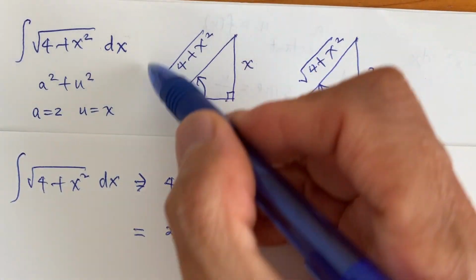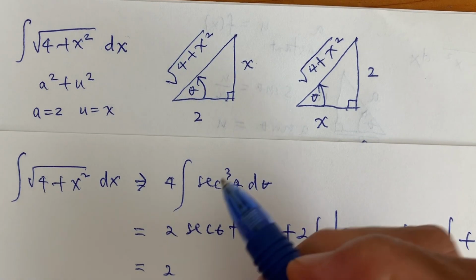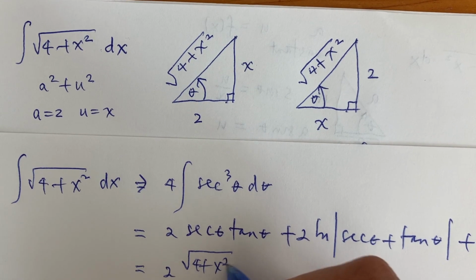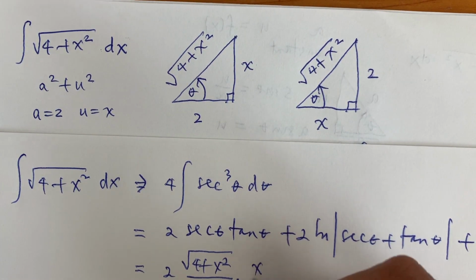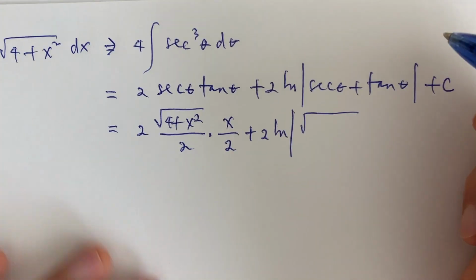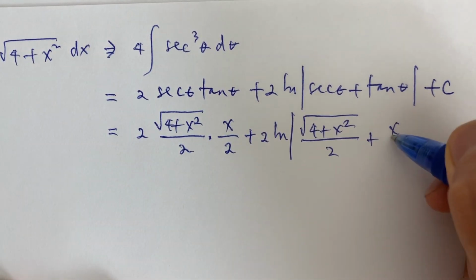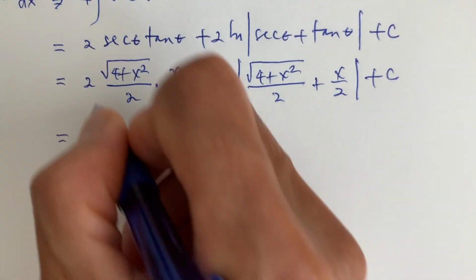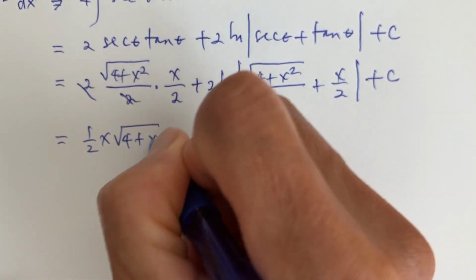So, using this particular triangle, what is secant? Secant is the reciprocal of cosine, so it is the square root of 4 plus x squared over 2. Tangent is opposite over adjacent, x over 2. Ln of the square root of 4 plus x squared over 2 plus x over 2 plus c. So simplifying our answer, we should get these two will cancel. 1/2 x times the square root of 4 plus x squared.